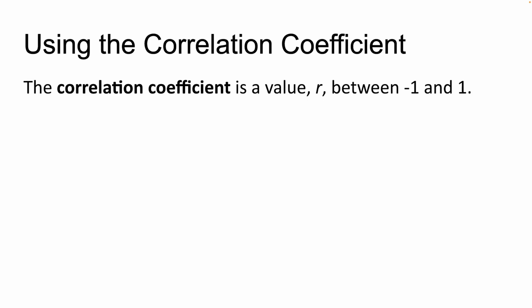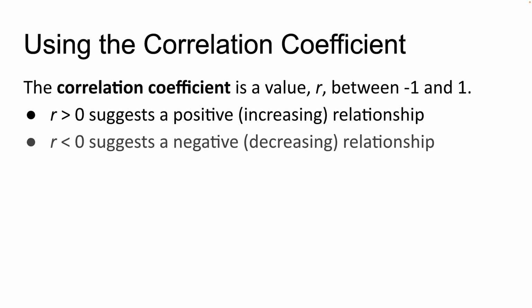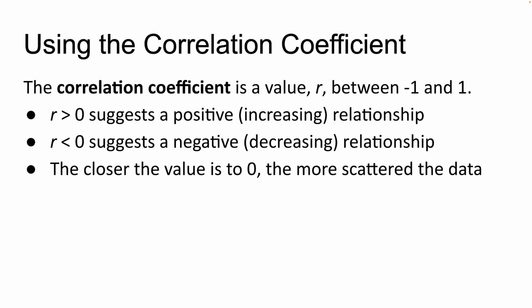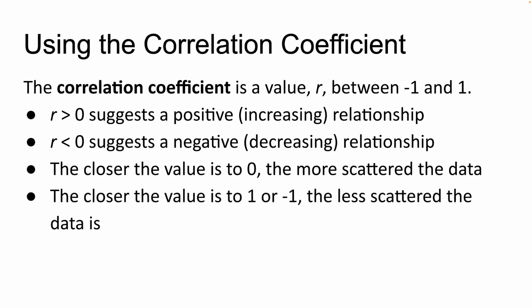When we're using the correlation coefficient, the value of R will always range between -1 and 1. If R is greater than 0, this suggests a positive or increasing relationship. When R is less than 0, this suggests a negative or decreasing relationship. The closer the value is to 0, the more scattered the data will be. And the closer the value is to 1 or -1, the less scattered the data is.